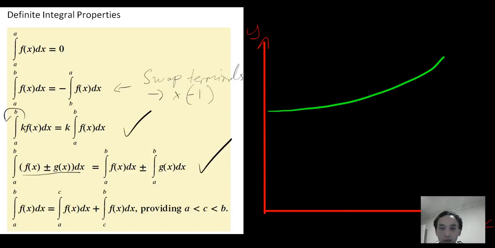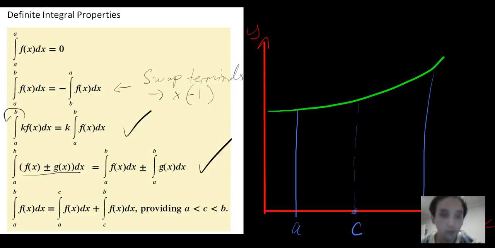So, for example, let's say we have a midpoint as well. So we got a bottom terminal of A, top terminal of B, its midpoint here of C. Now, what this is saying over here is, now we'll just look at the last rule over here first. If you ever have the integral from A to B, this part, so this first integral here, actually gives you this entire area.